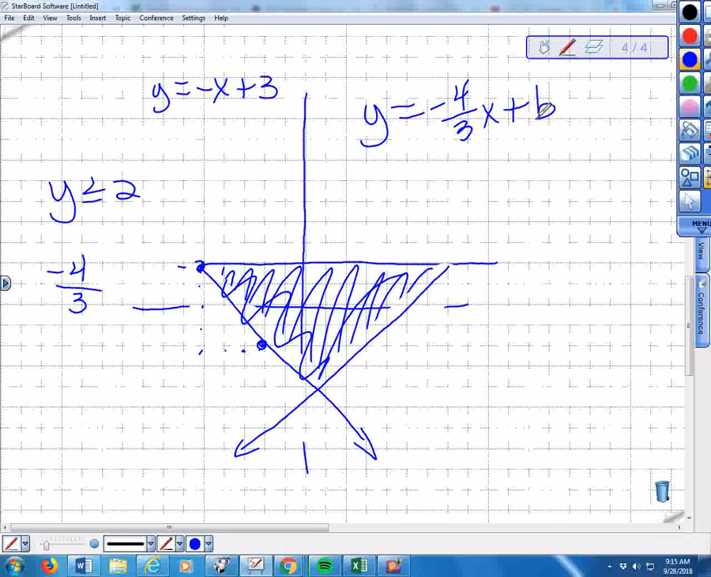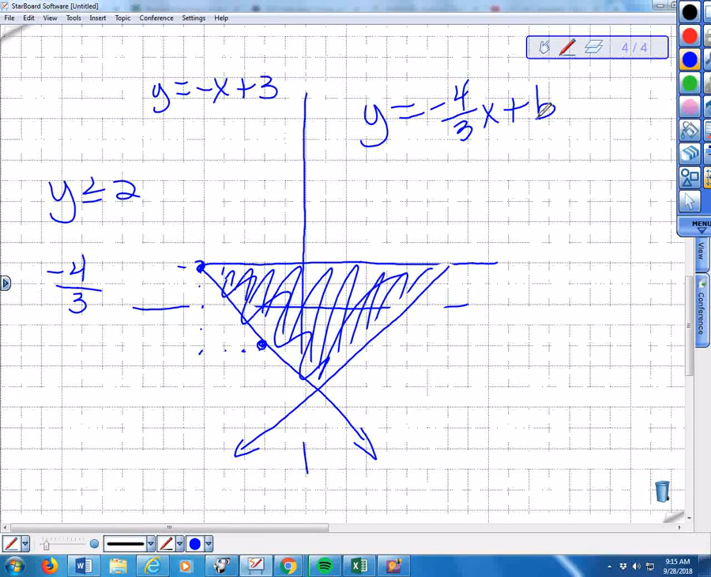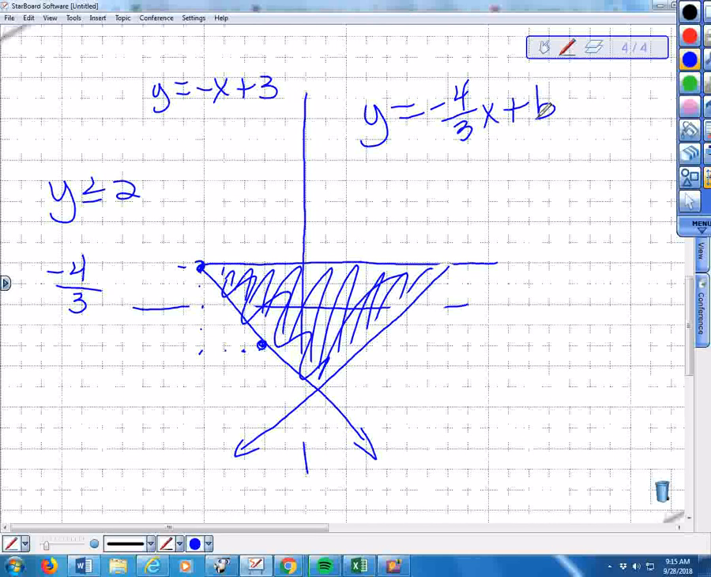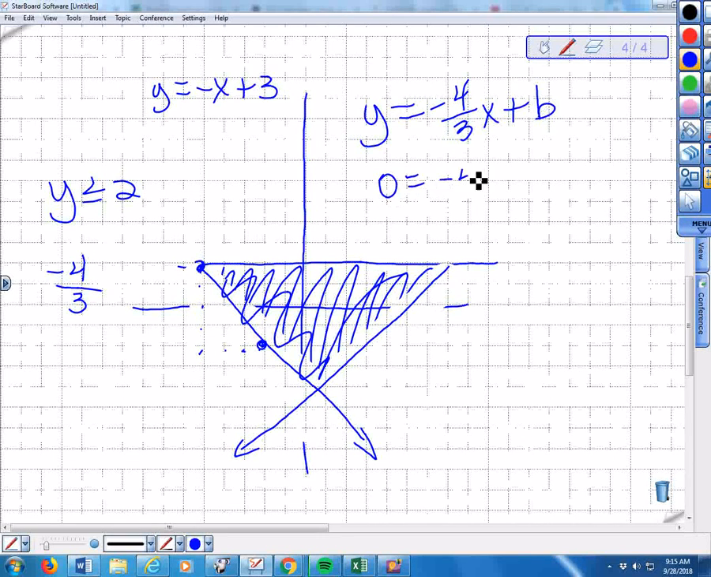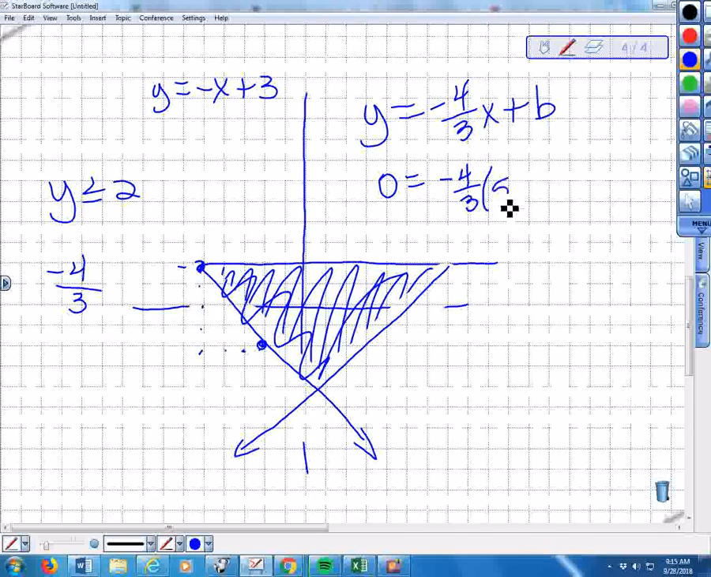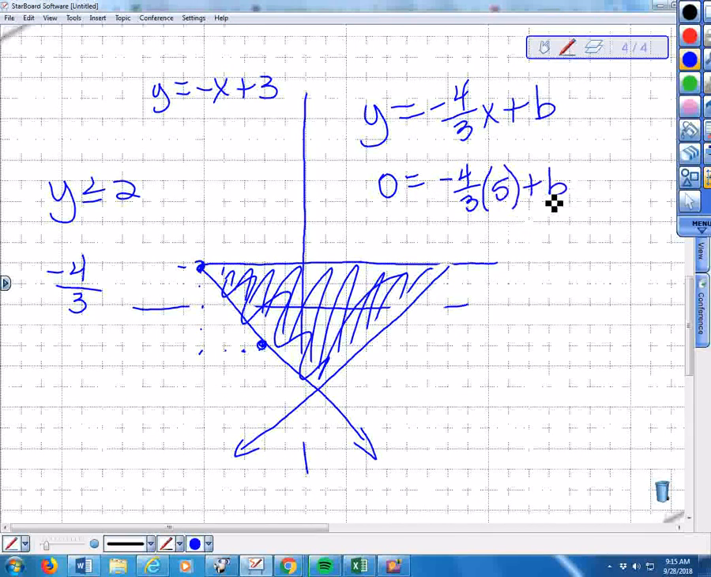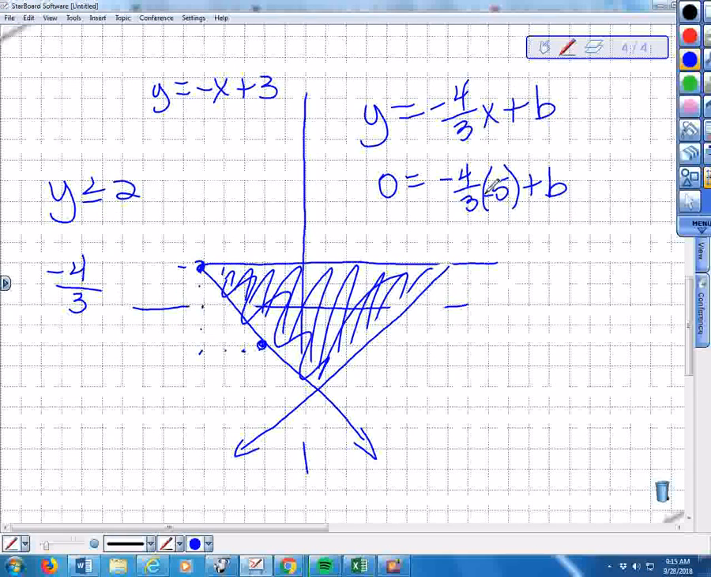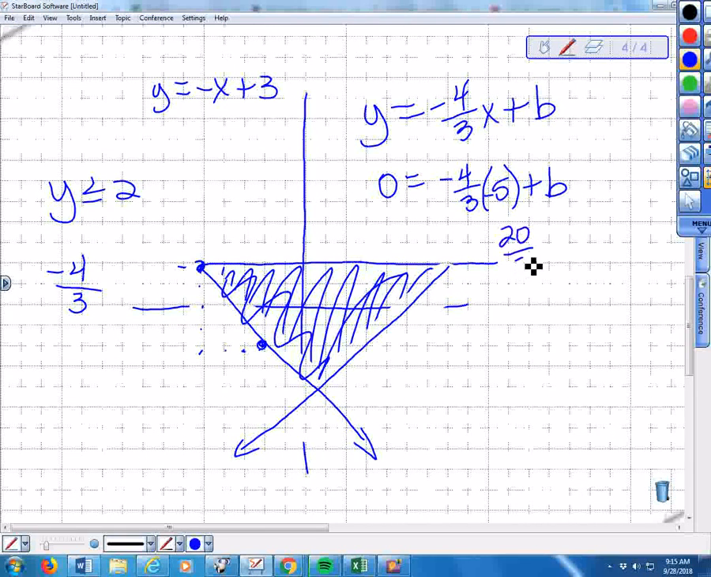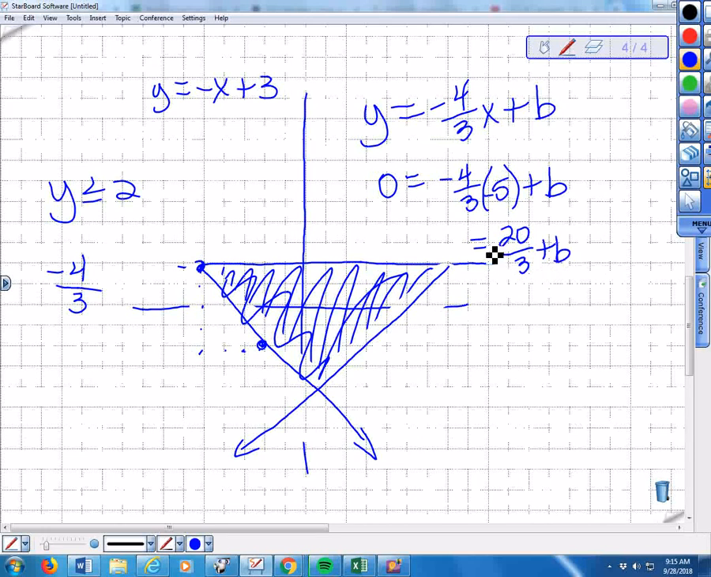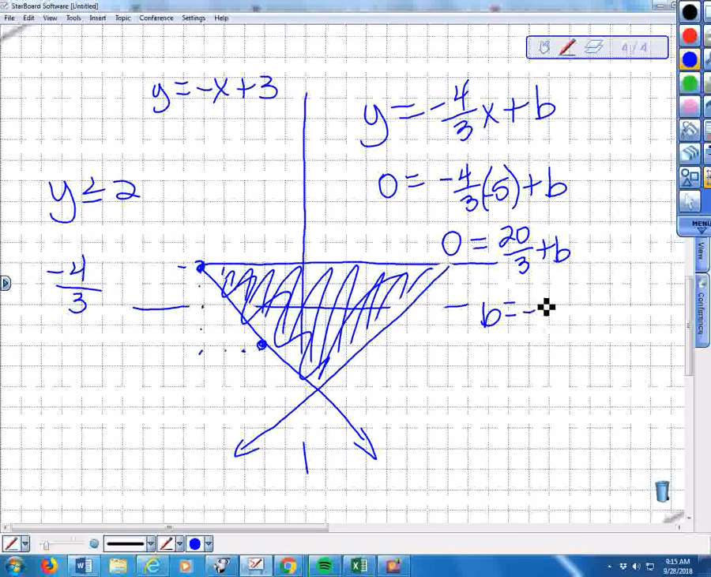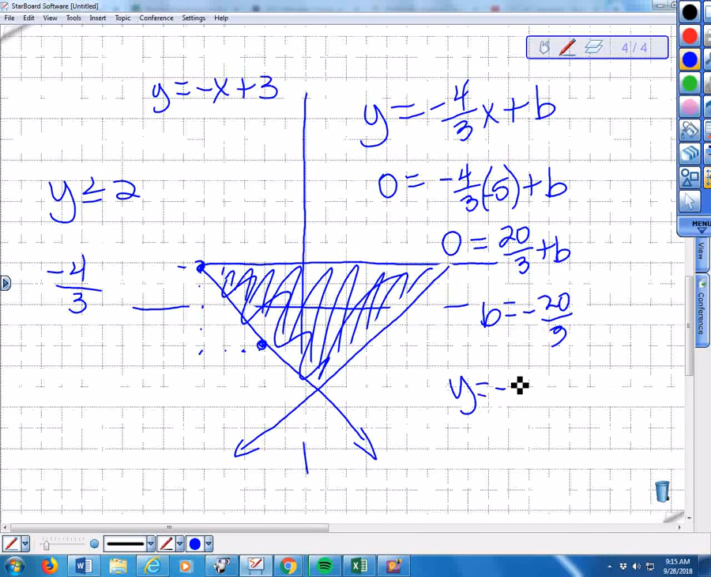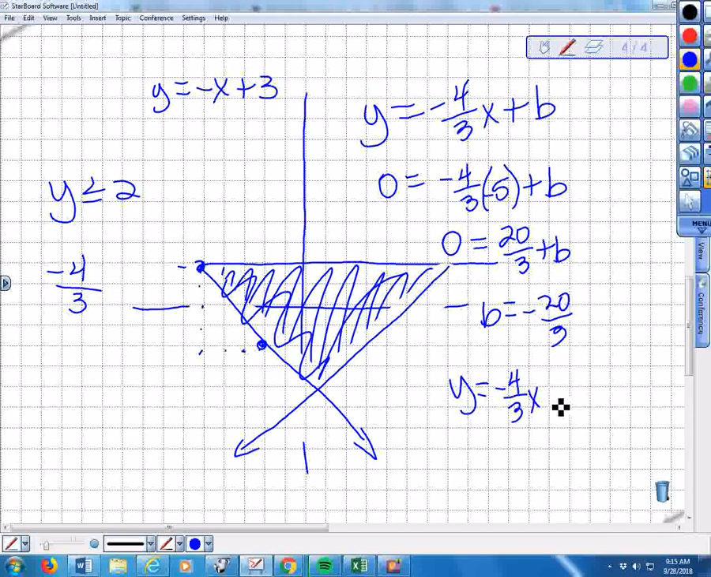I'm going to plug in one of these points. So let's plug in negative 5, 0. Negative 4/3 times negative 5 is 20/3, right? 20/3 plus b equals 0. So b is equal to negative 20/3. So my equation is going to be y equals negative 4/3 x minus 20/3.